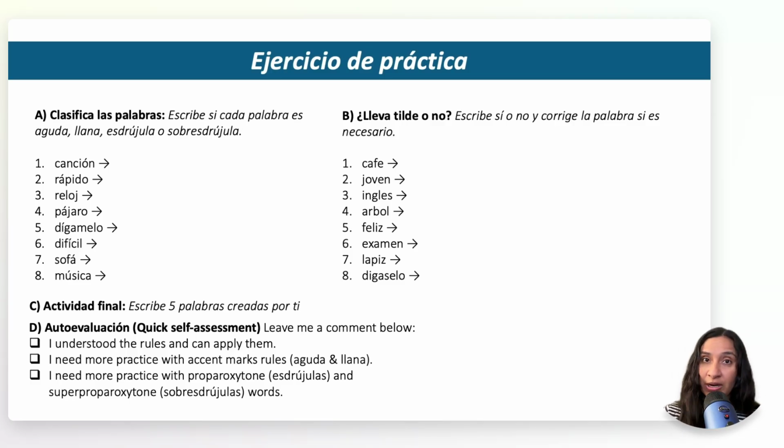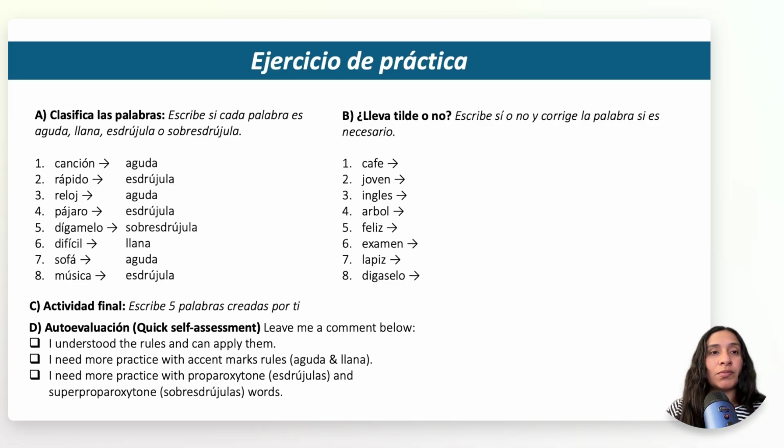One more time, pause the video and then check the answers because this video has the answers. For the exercises A and B, the other ones you can just write what you want. And the self-assessment as well. Leave me a comment. But pause the video, do the activity, take 5 minutes doing this, and then come back and check your answers. So yeah, these are the answers.